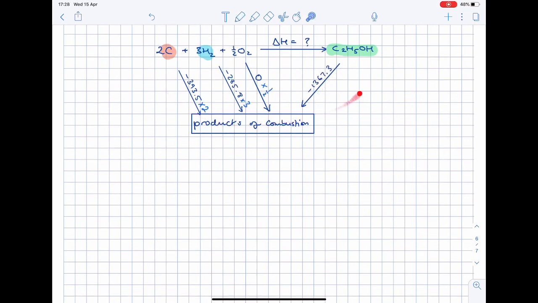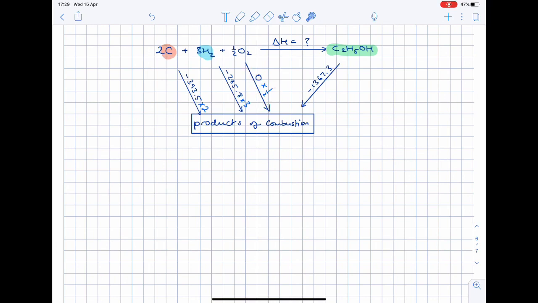So now I've drawn my cycle and I've also put in the factors I need to multiply for these values, because I'm not just burning 1 mole of carbon to give us the products of combustion. I'm burning 2 moles. I multiply this by 2 then. And here I need to multiply this value by 3 because there's 3 moles of hydrogen burnt. And I could even put a half in front of the 0, but it makes no difference. That's going to be 0.